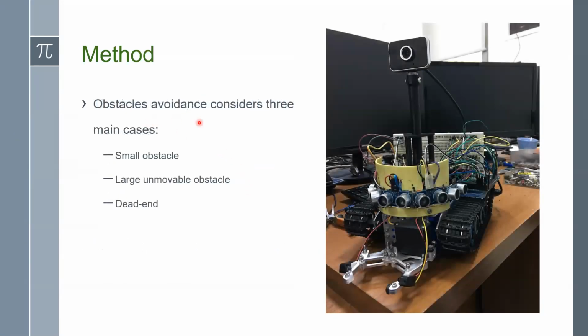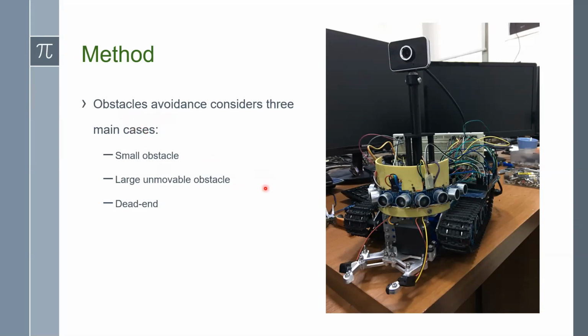As for the obstacles avoidance, we considered three cases, and to achieve these, we used simple ultrasonic sensors placed in front of the robot, high enough to detect objects that are large enough that the robot cannot override. To override the small obstacles, we use a chain design for the robot, so it can just override any small obstacles. Anything larger than this should be detected by these 5 ultrasonic sensors.